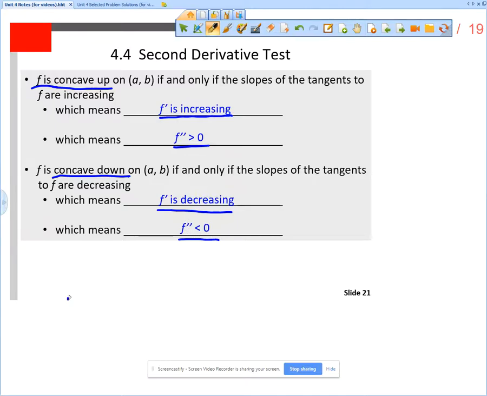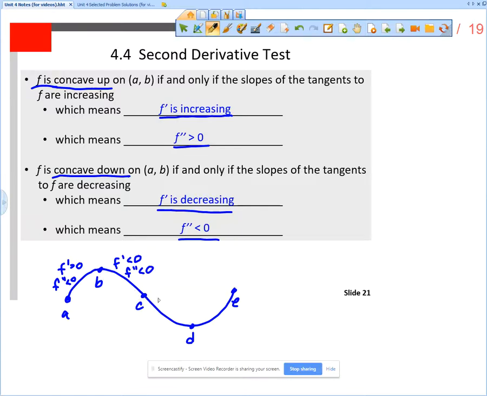Let's say I have a picture that looks like this, and I'm going to highlight some points here. Let's say this is A, B, C, D, and E. What's going on in this graph? From A to B, you can say that f prime is positive, but f double prime is negative, meaning it is concave down. What's going on from B to C? f prime now is negative, and f double prime is also negative. It's still concave down.